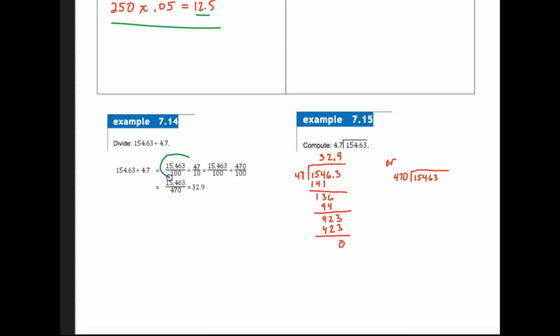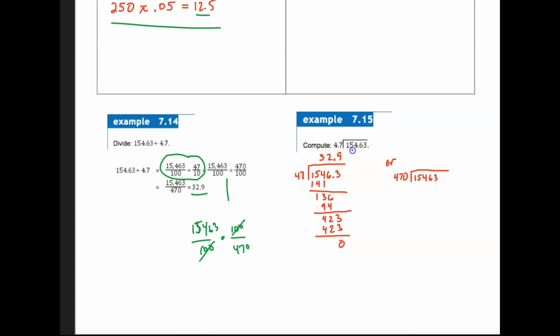Again, the technique is let's make these into fractions. And now that we know what to do with the fraction, how do we solve that? This problem becomes 15463 over 100 multiplied by 100 over 470. So those cancel, and it really just becomes the problem 15,463 divided by 470, with no decimal places. That becomes the equivalent division, and you end up with 32.9 after dividing that, however you would divide that.